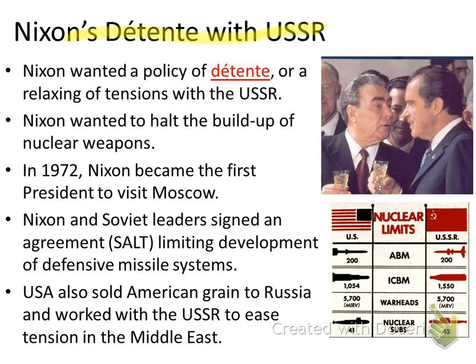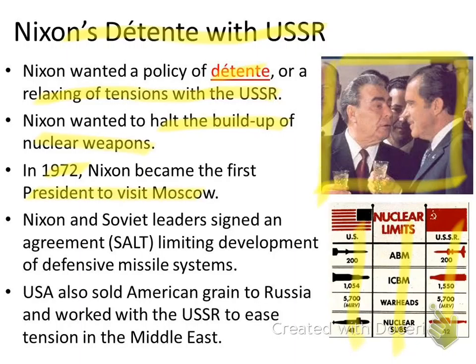Détente with the USSR. Nixon wanted a policy of détente, or a relaxing of tensions with the USSR. He wanted to halt the buildup of nuclear weapons, and here you can see some of the numbers that we're talking about. In 1972, Nixon became the first president to visit Moscow, and here he is with the Russian president.